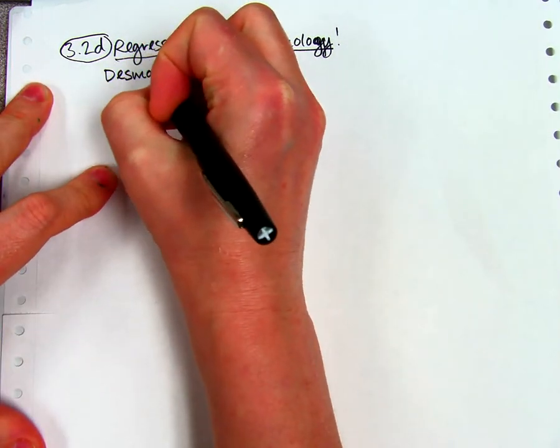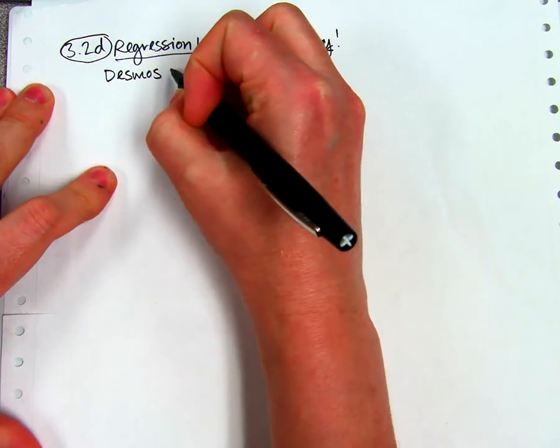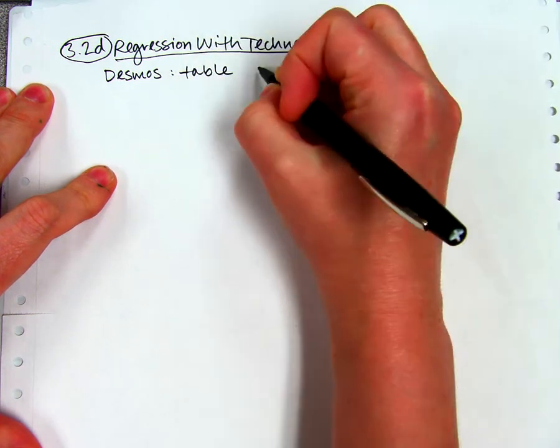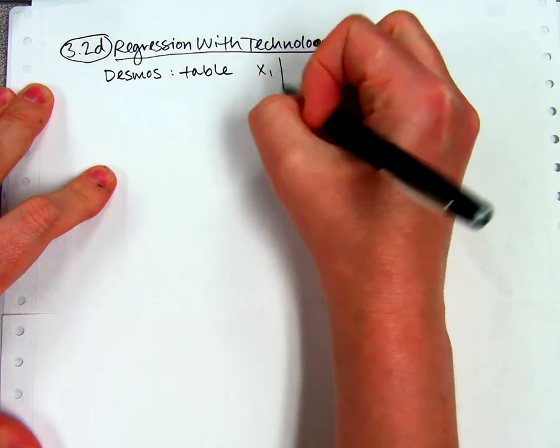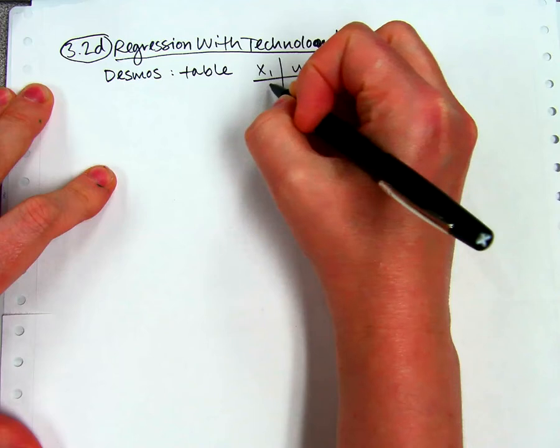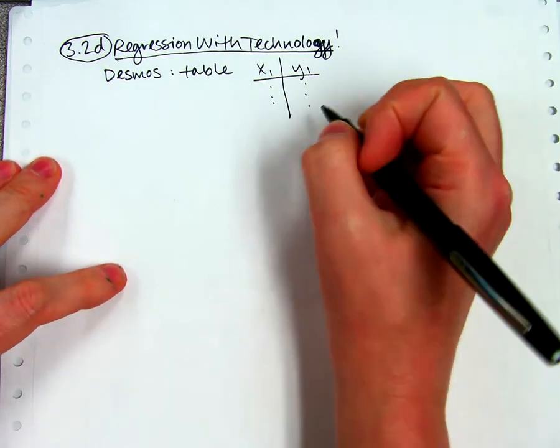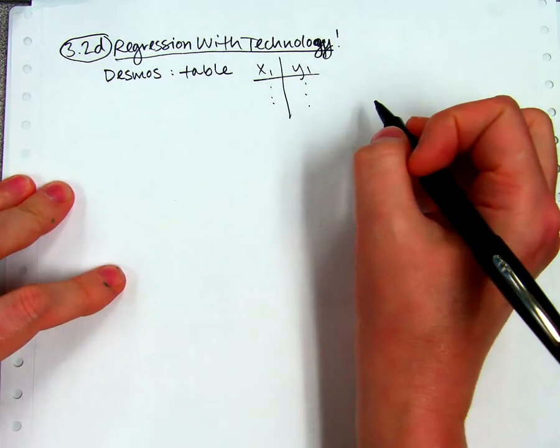So in the warm-up, you saw some Desmos stuff, and I'll write it here just so that you can remember. In Desmos, you can make a table with X and Y, and usually it defaults to X1 and Y1, and you put your data in there. It's really convenient to copy and paste data into Desmos. You should try it sometime. It's so fast. It's amazing.